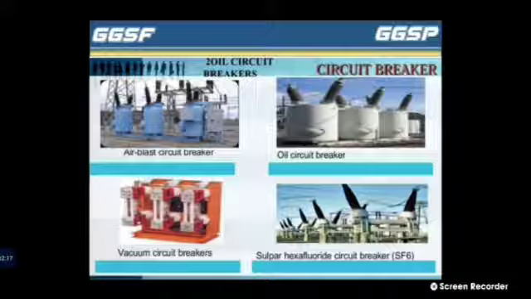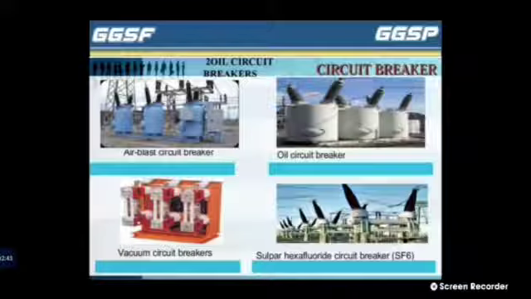In the vacuum circuit breaker, arc quenching takes place in a vacuum medium. And the fourth one is the sulfur hexafluoride circuit breaker, meaning the SF6 circuit breaker. An SF6 circuit breaker protects electrical power stations and distribution systems by interrupting electrical current when tripped by a protective release.